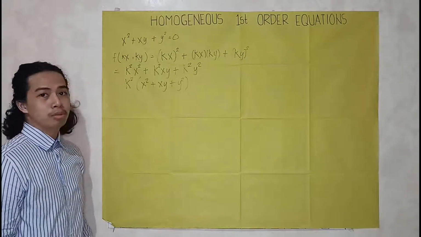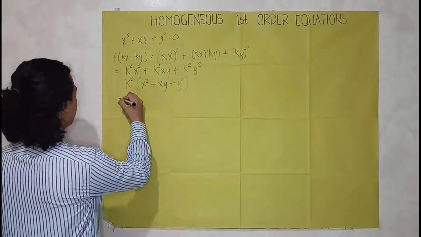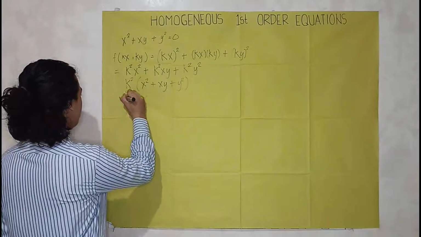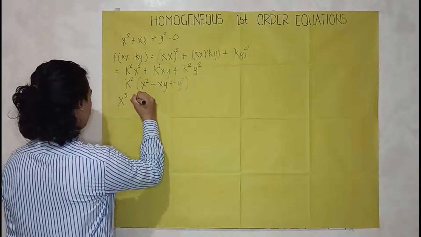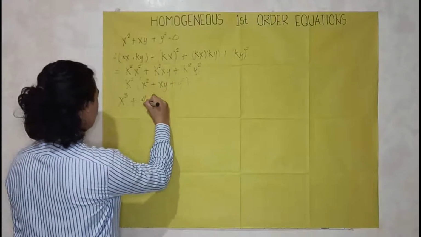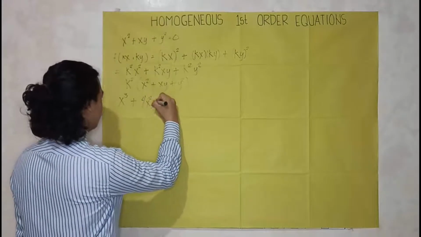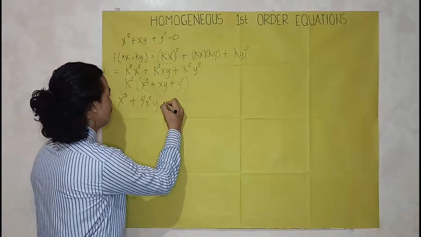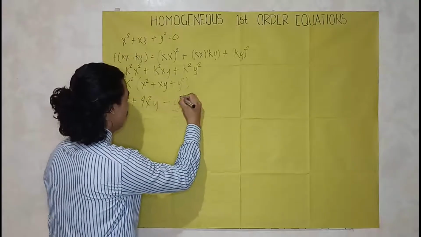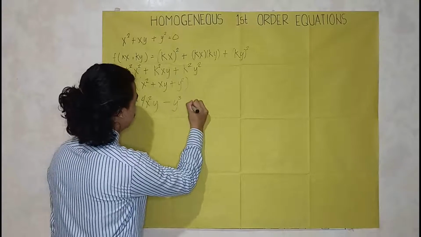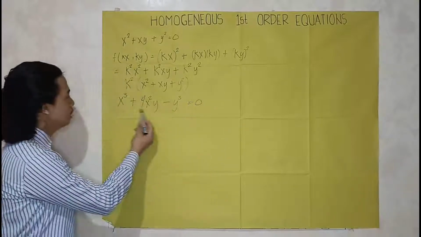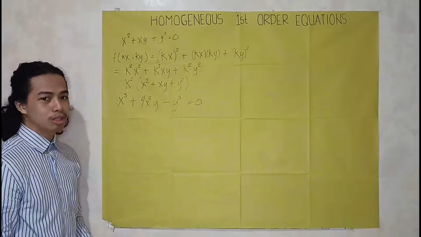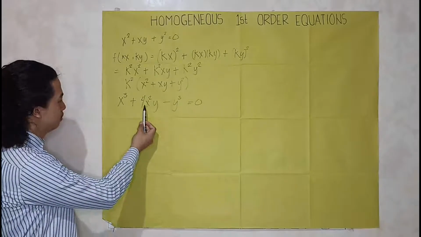Another example of homogeneous equation is x cubed plus 4x squared y minus y cubed is equal to 0. This is also a homogeneous equation of degree 3.